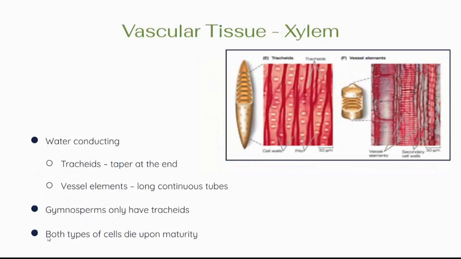Vascular tissue, xylem. Xylem is the thing that we probably heard in grade 9 and 10 and thought, okay, what's this? And then we don't remember anything. Well, xylem is one of the vascular tissues. It handles water movement, basically. It transports water throughout the whole plant, from the root to the leaves.